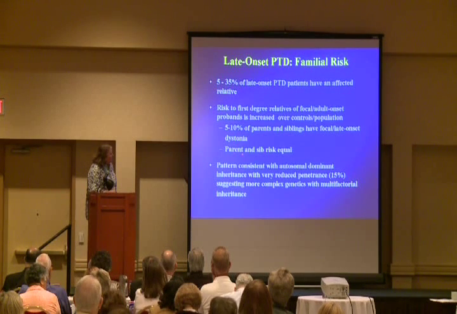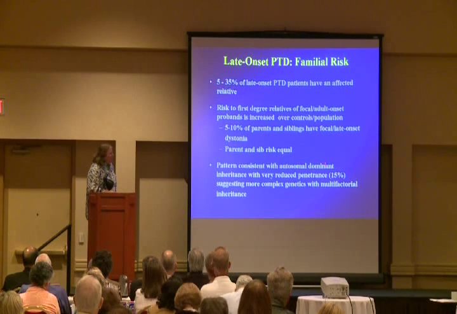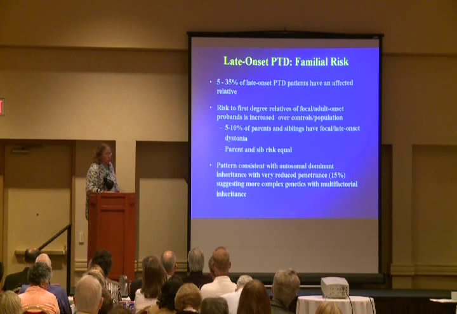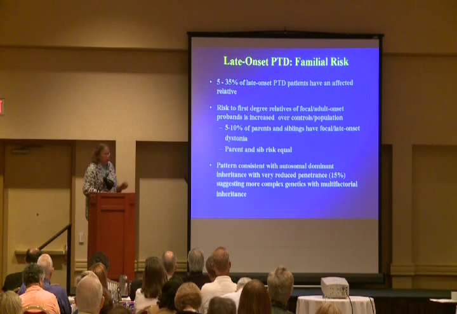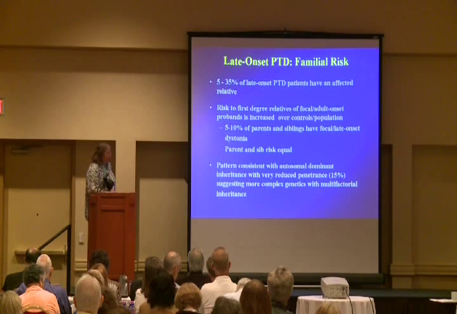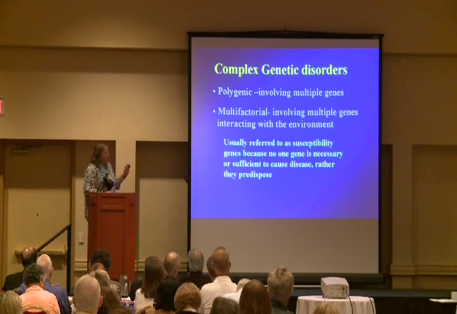So this equal risk is consistent with this pattern of autosomal dominant inheritance, but with really reduced penetrance, so even lower penetrance than we saw in DYT1. It also suggests that this is much more complex and suggests multifactorial inheritance. So you heard multifactorial inheritance from Dr. DeFazio. So I'm going to define what that is.